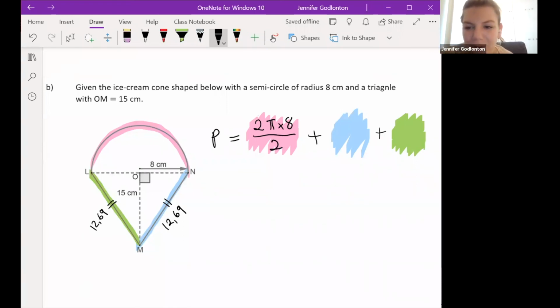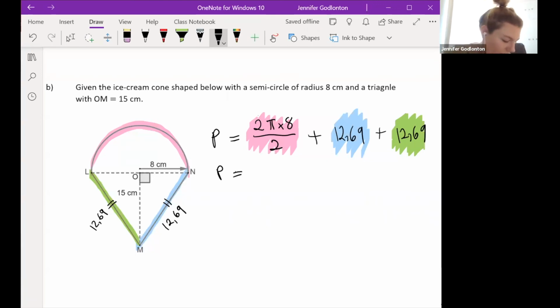Okay, what's my blue? Ma'am, is it 12.69? Yes, what's my green? 12.69. Yes, so what is my final total here? Ma'am, what I did is that I first worked out the pink part, and I got a different answer. That's fine, that's totally fine.